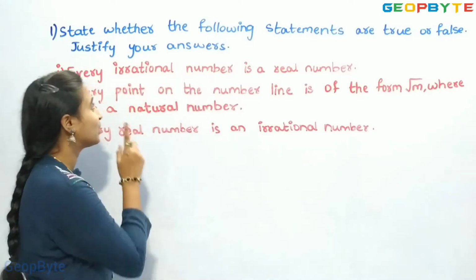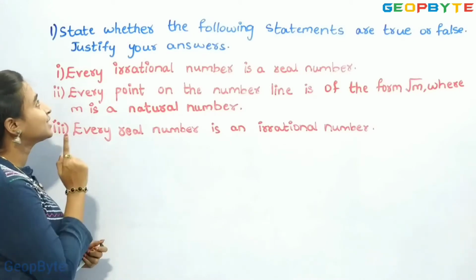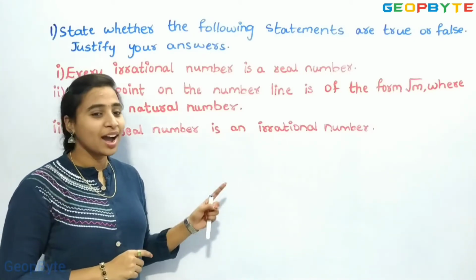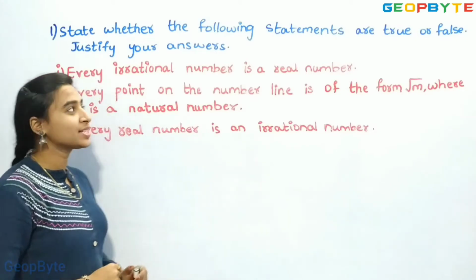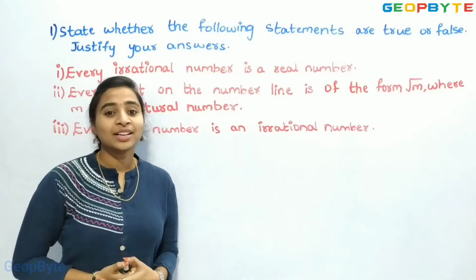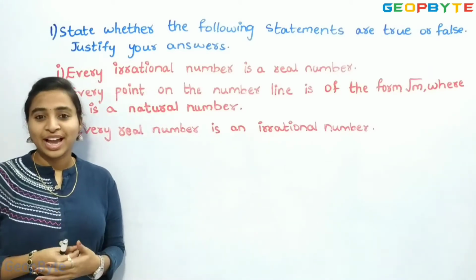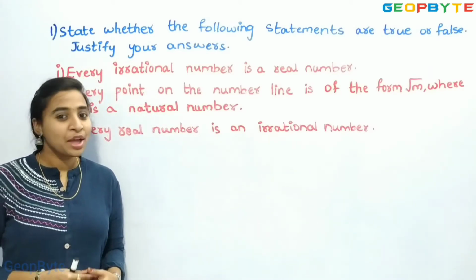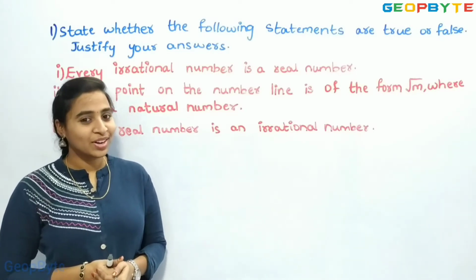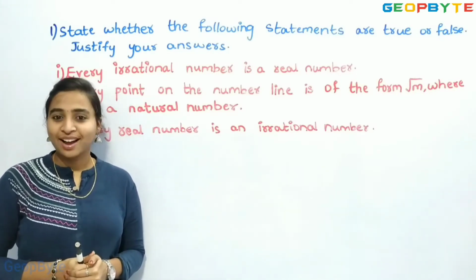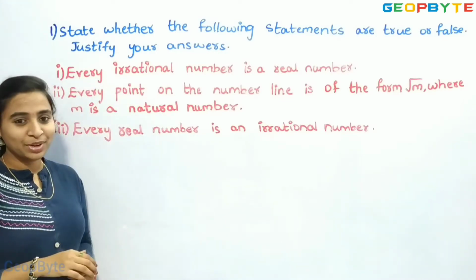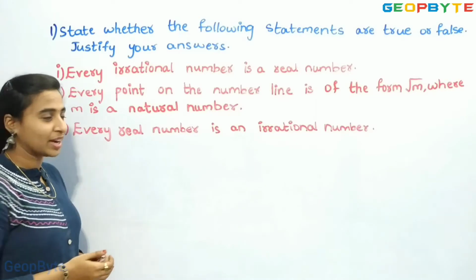In that, the first question is, state whether the following statements are true or false. Justify your answers. Right? It is given that we have few statements. We need to check whether they are true or false and justify the answers. See, these are the three statements. Let us see one by one.